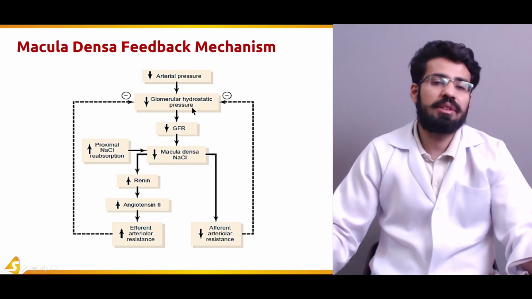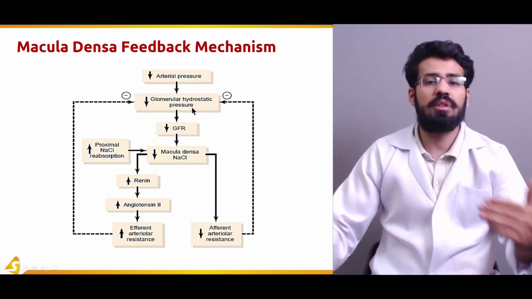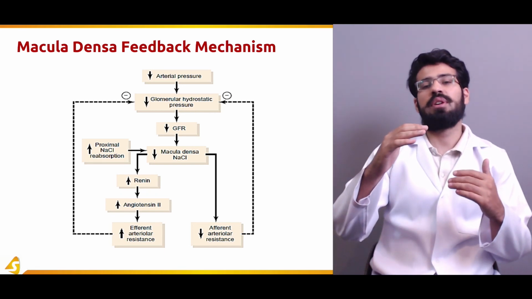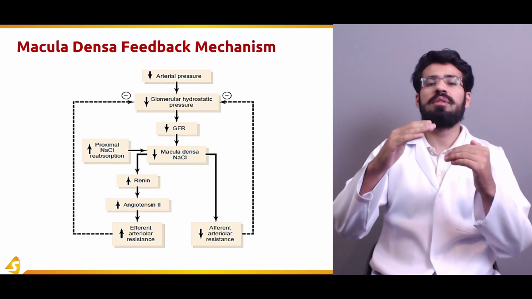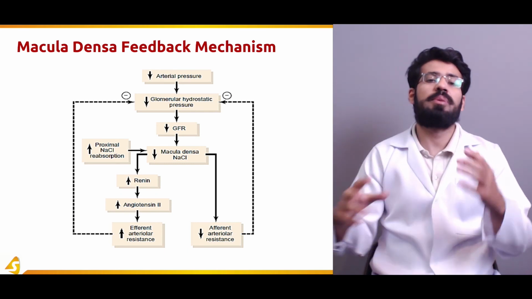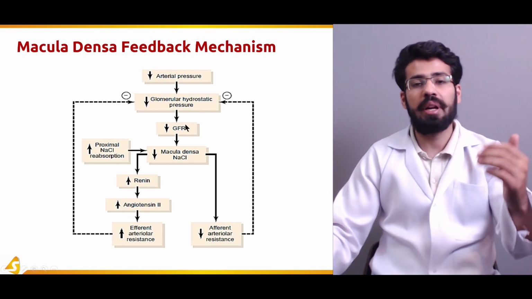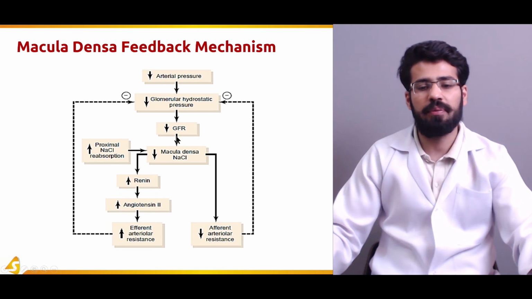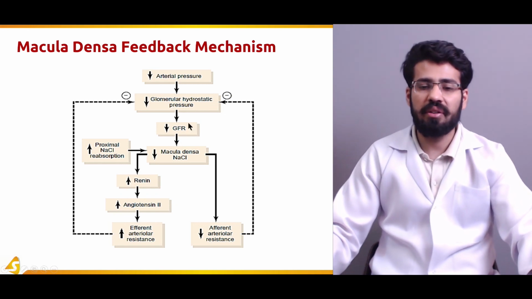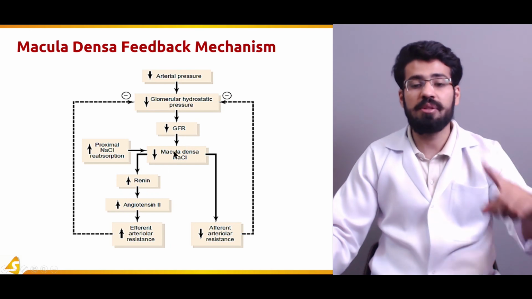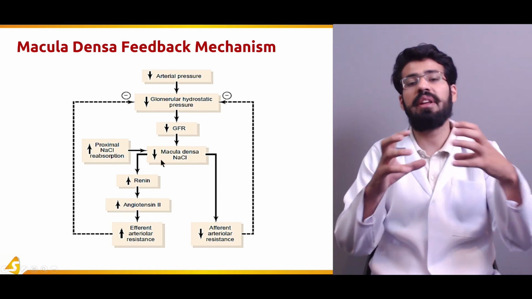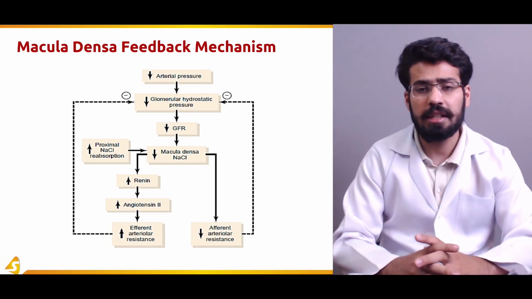When the glomerular hydrostatic pressure decreases, of course the opposition from the hydrostatic pressure of the Bowman's capsule has been increased, so the net difference will be reduced. This will cause a reduction in the glomerular filtration rate. Because the glomerular filtration rate is being reduced, this is being sensed by the macula densa that is present in very close proximity of the Bowman's capsule.